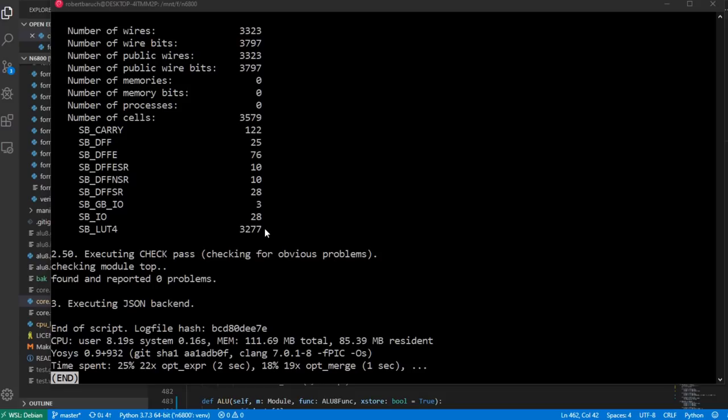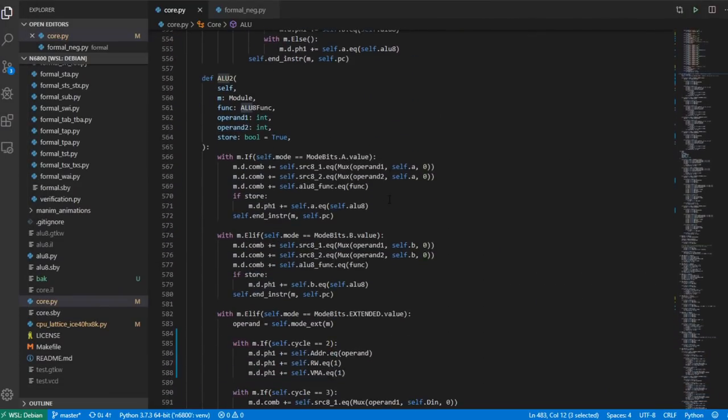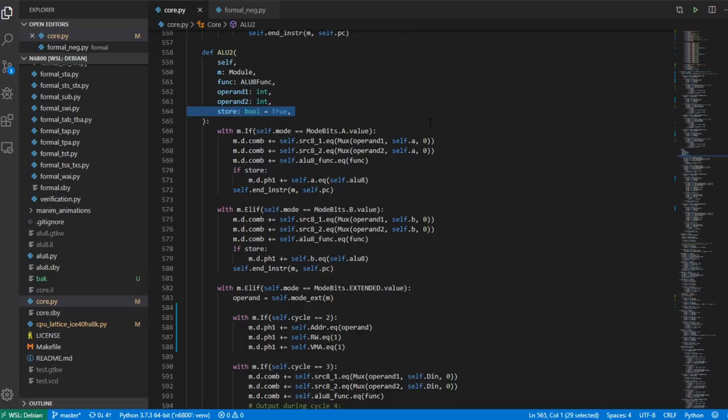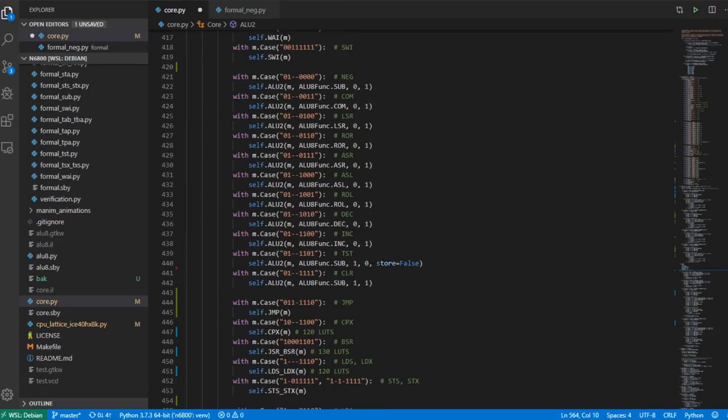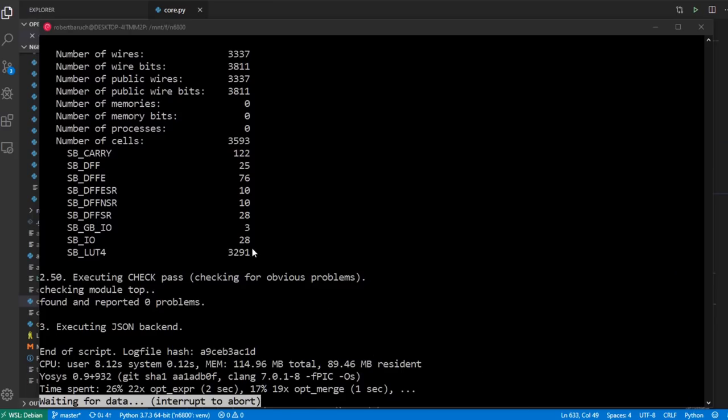Let me see if that is the same thing in the ALU instructions. The ALU2 instructions, I should say, because we do have this other store, so maybe I can save something there. So here is the only place that store is false, so it's for the test instruction, 101. Oh, and when I previously said test, I guess I meant compare. Unbelievable. So we've actually ended up increasing. Okay then.